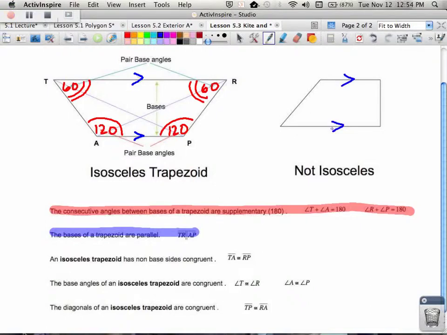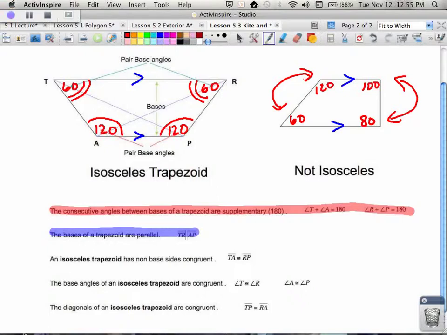Again, I know that the consecutive angles between the bases are supplementary. So on the one to the right, which is not an isosceles trapezoid, my angles could have been something like 120 here, 60 here, 80 down here, and 100 here. So these two angles are supplementary, and these two angles are supplementary, going back to the red information.